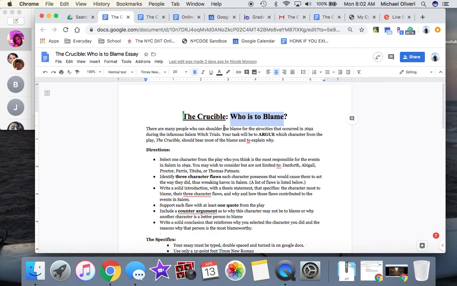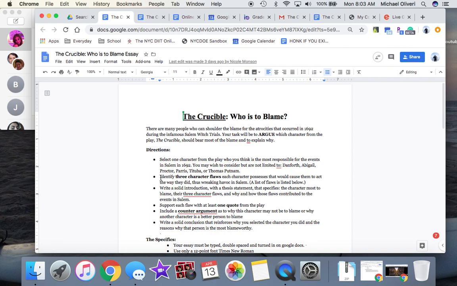There are many people who could shoulder the blame for the atrocities that occurred in 1692 during the infamous Salem witch trials. Your task will be to argue which character from the play The Crucible should bear most of the blame and to explain why. Select one character from the play who you think is the most responsible for the events in Salem in 1692. You may wish to consider, but are not limited to, Danforth, Abby, John Proctor, Reverend Parris, Tituba, Thomas Putnam. Who's the most to blame for everything?